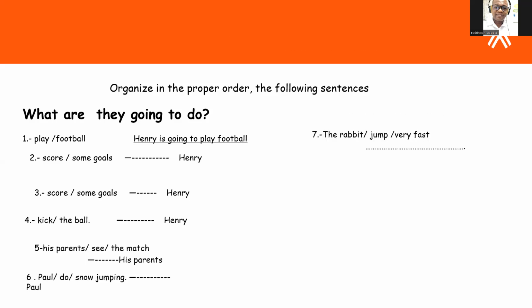Okay, we got here. The rabbit jump very fast. The rabbit sentence. Paul is going to do snow jumping in Alessandra tonight. Great. The rabbits jump very fast. Send your contribution to the chat. I can shout out. Okay. The rabbit is going to jump very fast. Say Blanca, the rabbit is going to jump. You check it out.